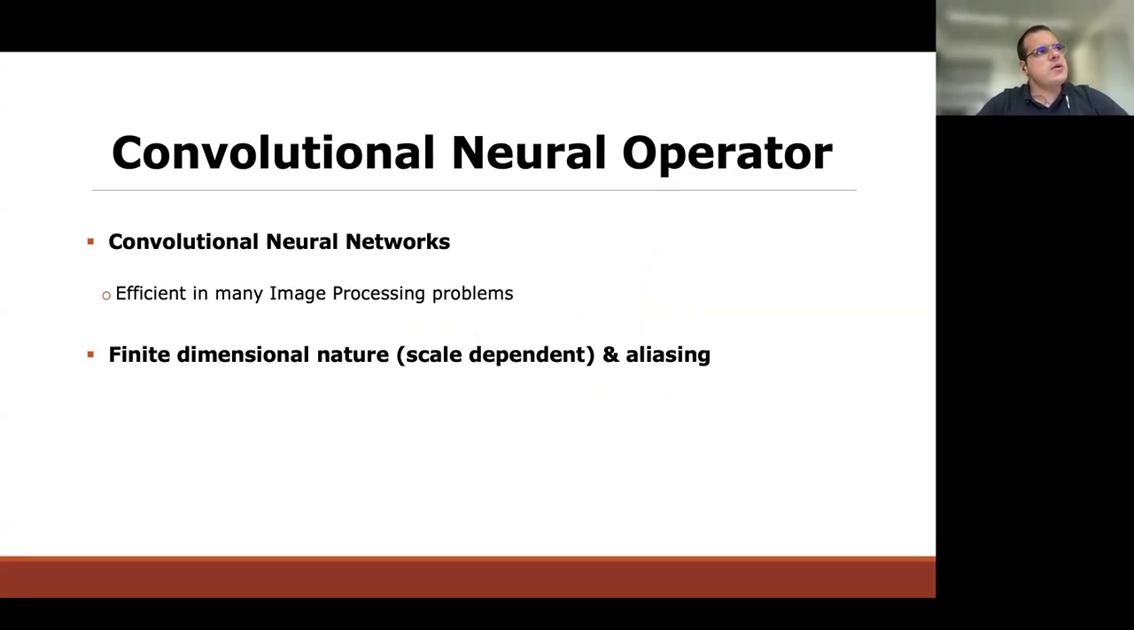Now, the next thing that I want to speak about is why we use convolutions. I said that we're going to speak about convolutional neural operators. In this area, convolutional neural networks were abandoned because of their finite dimensional nature. They're really scale dependent. And since they used to be efficient in small scale research in many image processing problems, we wanted to figure out a way to change the way we observe CNNs and make them neural operators. Also, CNNs have this aliasing phenomenon, as do all the models that we have in this area.